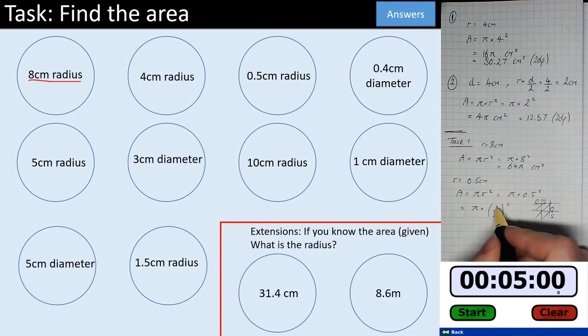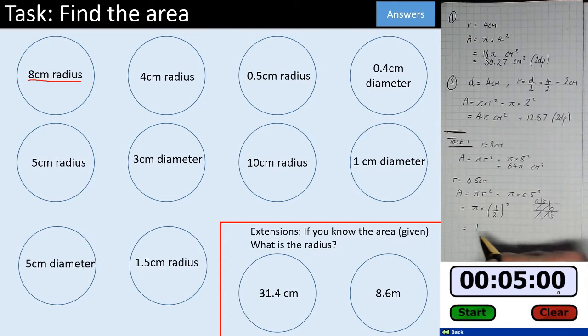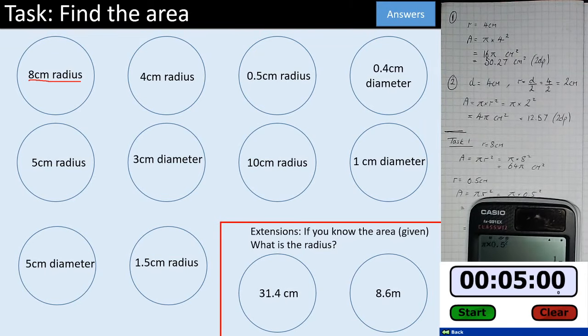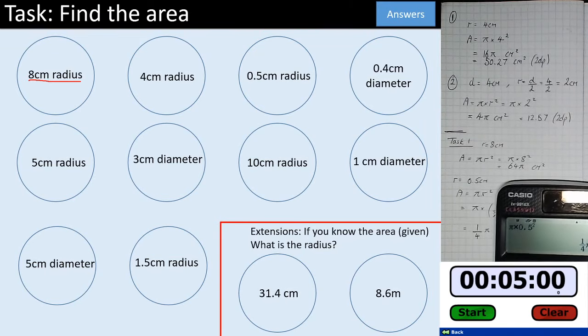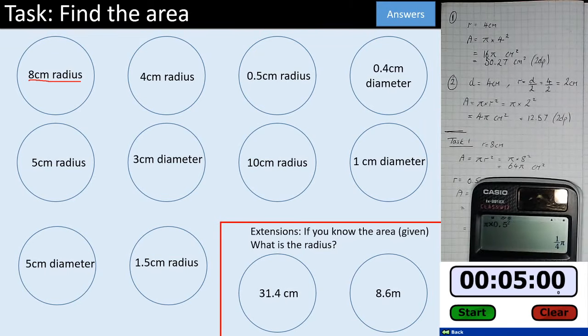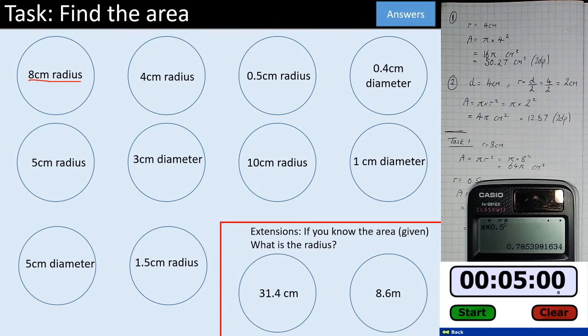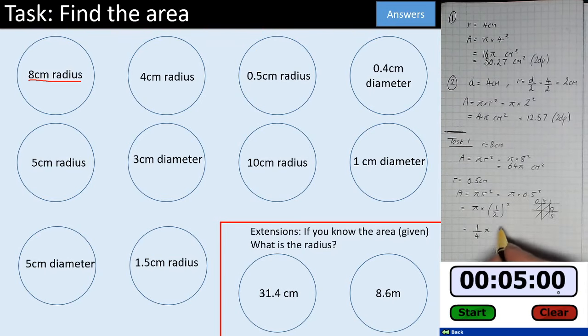So 1 squared is 1. 2 squared is 4. 1/4 pi, which is the answer that we got before. There we go. We get the same answer, which as a decimal, we said, is 0.785.